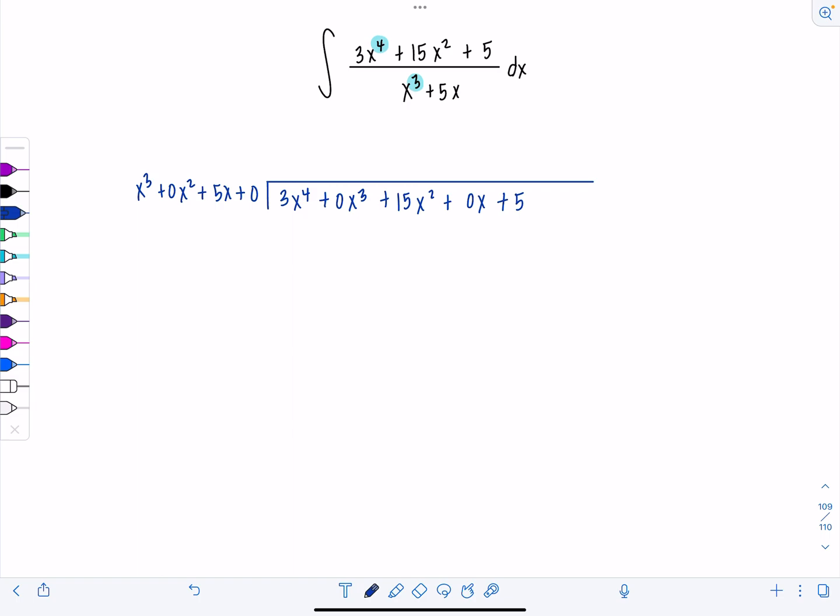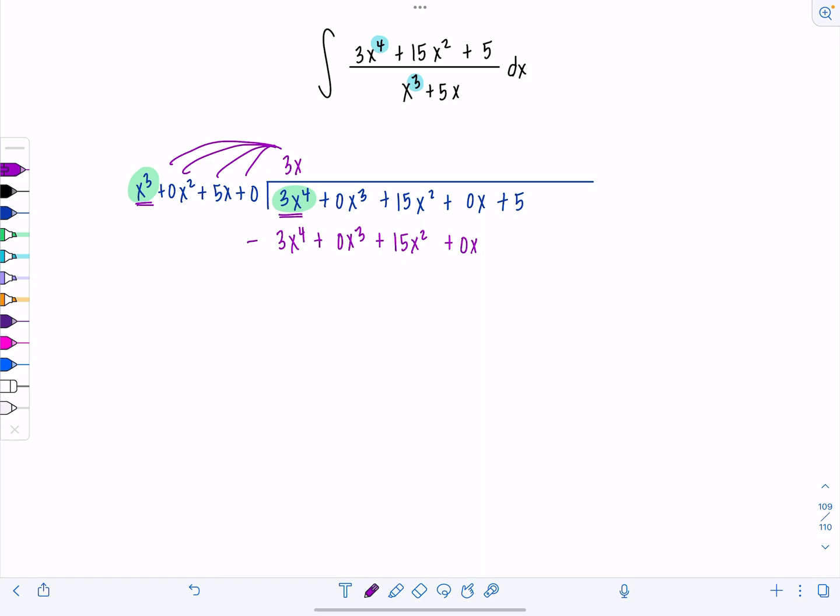So you're just going to look at the leading terms when you divide. So what's 3x to the fourth divided by x cubed? Another way you could think of it is, what do you multiply x cubed by to make it 3x to the fourth? Just 3x. And then you distribute all of that good stuff. So this is 3x to the fourth plus 0x cubed plus 15x squared plus 0x.